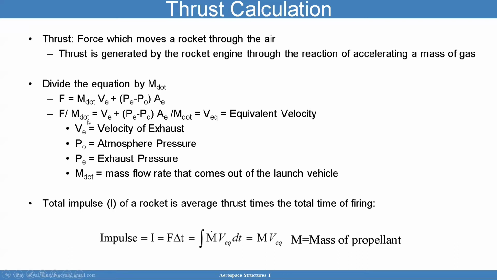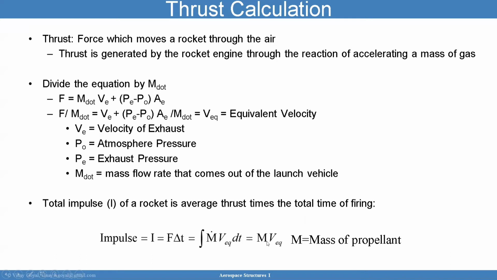So F equals m dot times VEQ, where VEQ is the equivalent velocity. Bring m dot to the other side of the equation and then substitute the force, so that is m dot times VEQ. You want to integrate this equation over the time that the rocket is firing, and the delta t has been converted to dt as a differential time element.